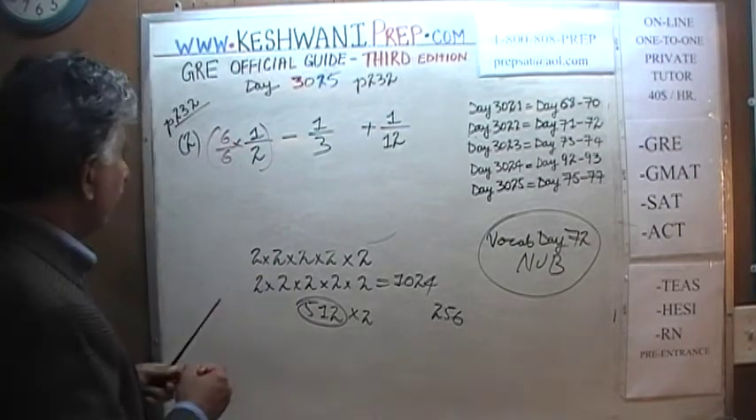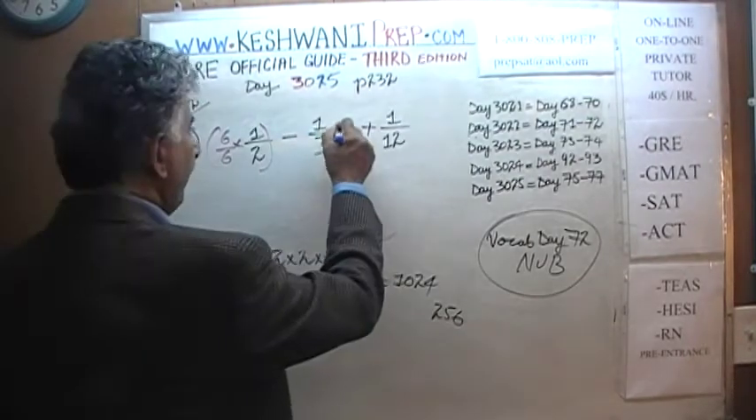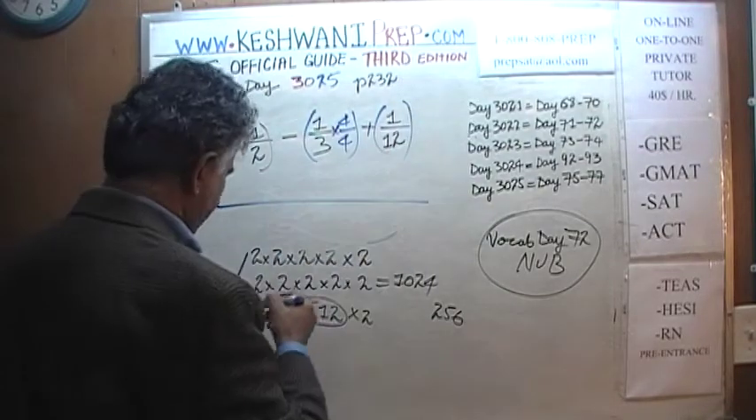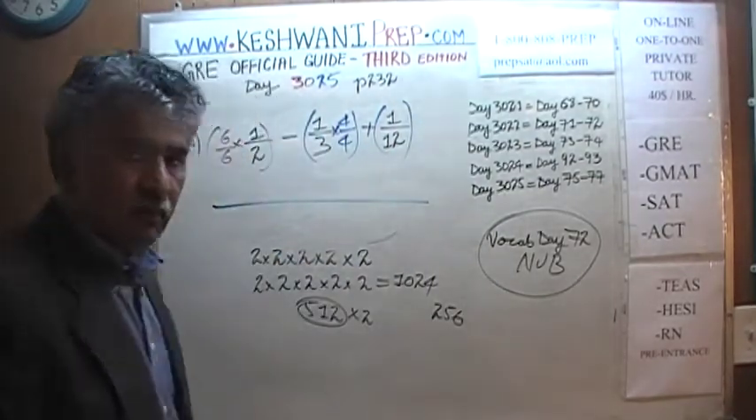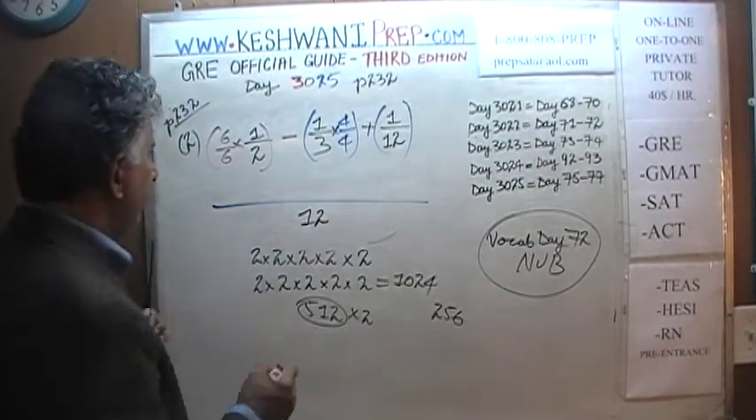My red marker is dying. This is a 3. We want a 12. So multiply top and bottom by 4. And this is already 12. So now we have a common denominator of 12. They all share the same denominator, so we can just put it right here.